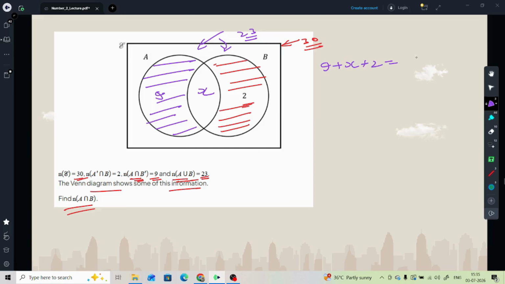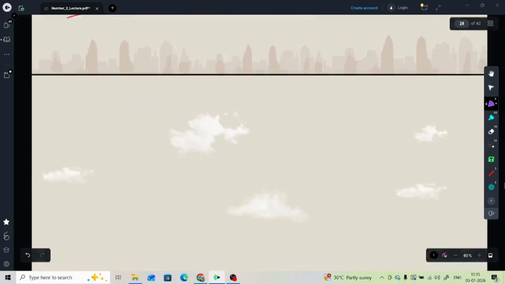9 plus x plus 2 should be equal to 23, because we are just adding it individually and there's no duplication, so we can directly add the things up. That means 11 plus x will be equal to 23, which will give us x equals 12. So x equals 12 is the part. Now it is asking you to find an element, so that's very easy, you can understand, yes or no?